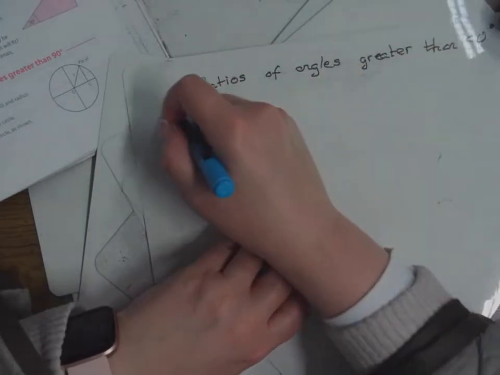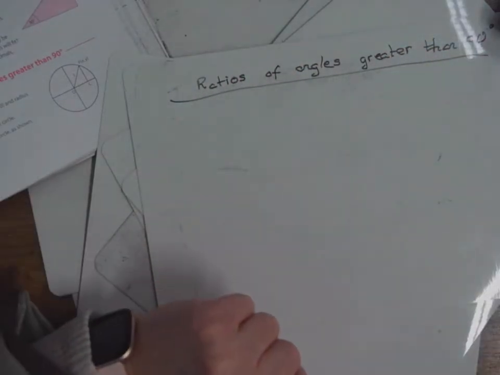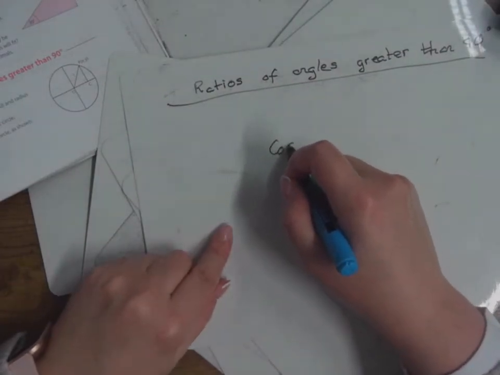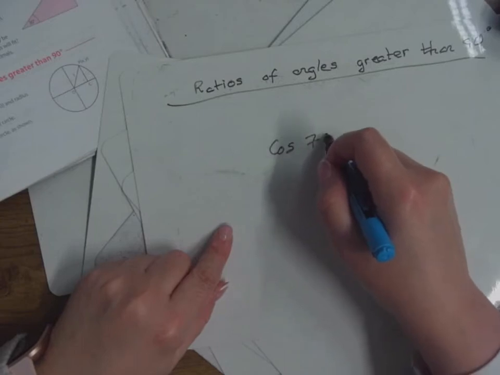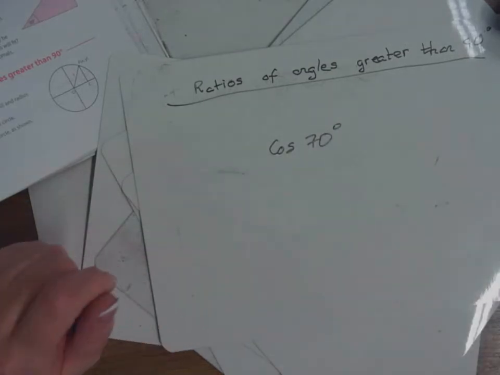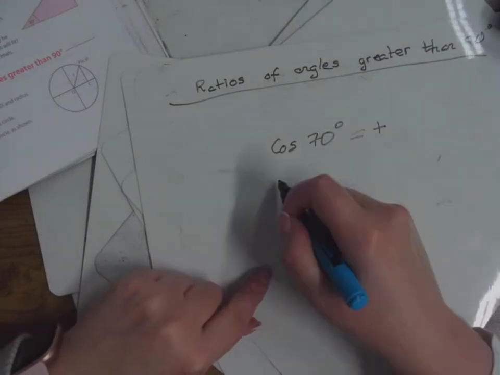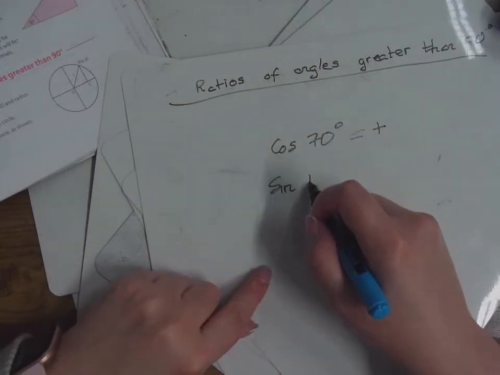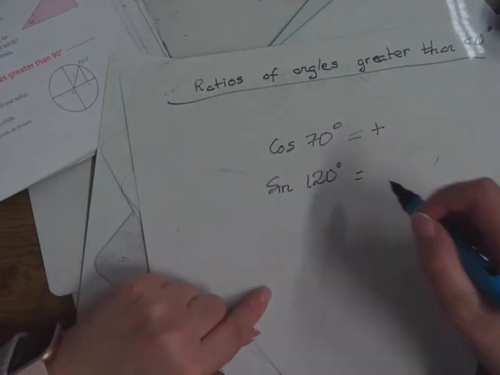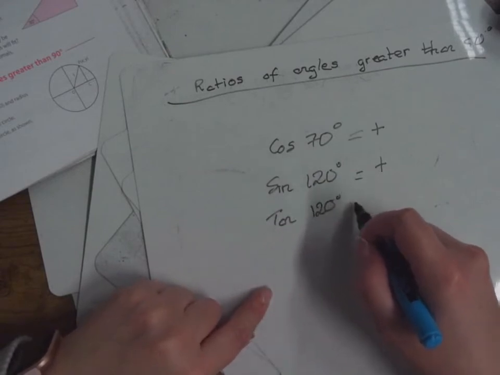If you get out your calculator for 1 minute, I'm going to throw some stuff at you. Don't write it down though, because this isn't part of my notes. Get me cos of 70. I'm not interested in the number, I just want to know, is it positive or negative? It's a positive number. Get me sine of 120. Again, just tell me, is it positive or negative? Positive. Get me tan of 120.